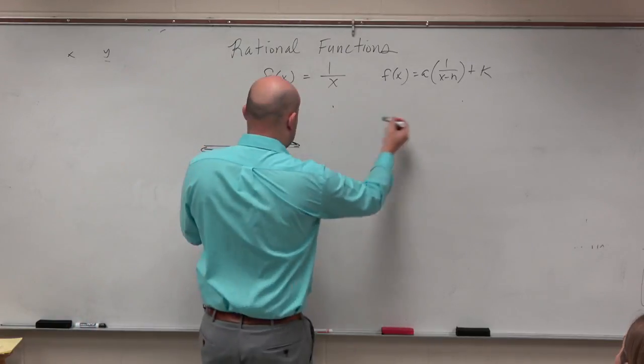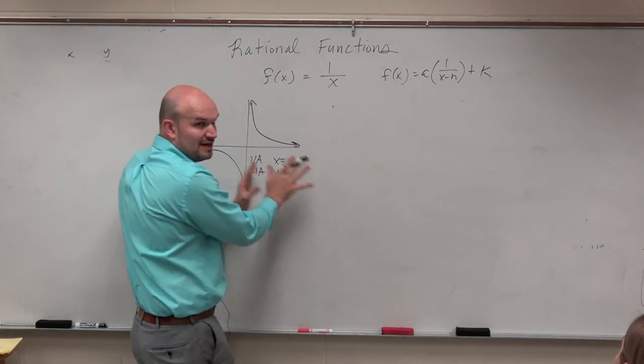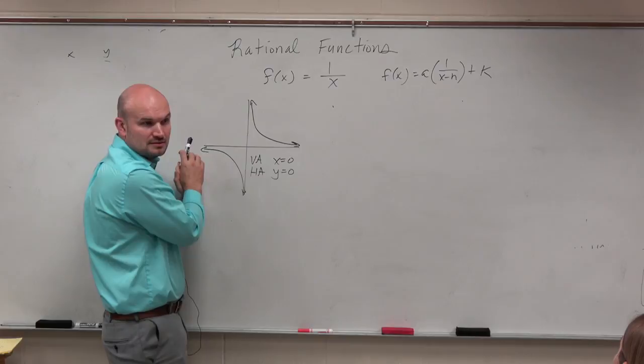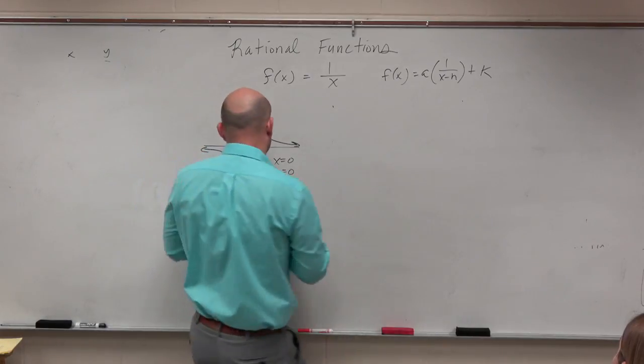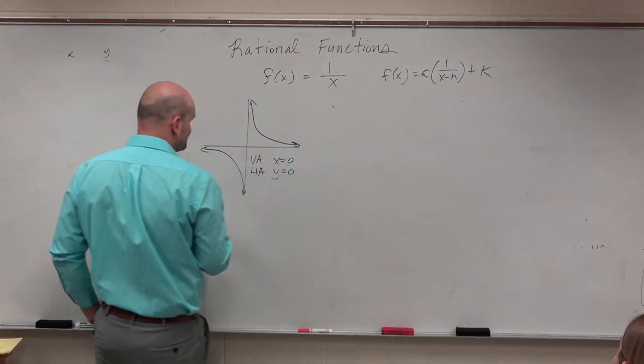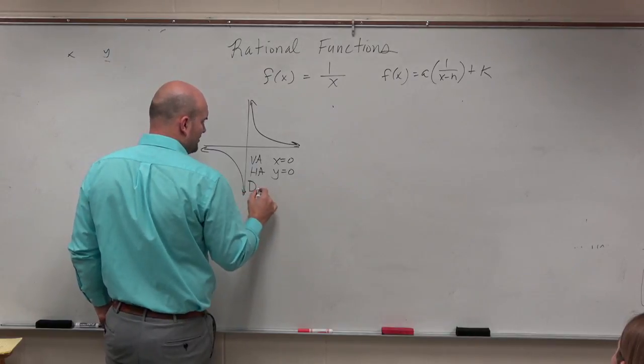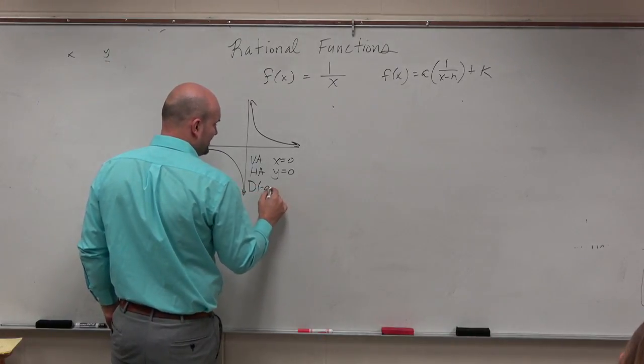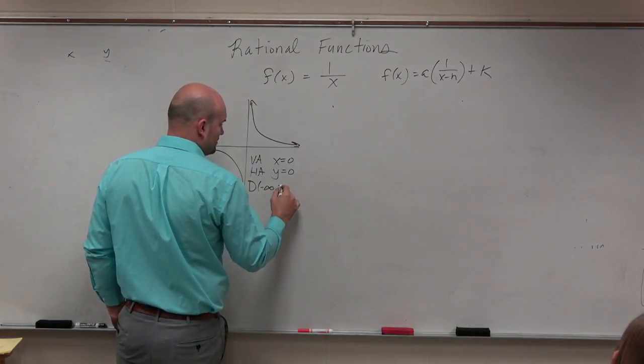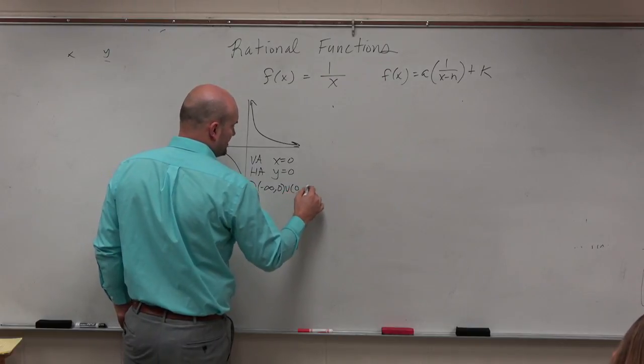The transformation is all the same. So we can shift this graph any way we want to. Correct? Yes? Let's just talk about a couple other things that we talked about. We could say the domain is from negative infinity to 0, union 0 to infinity.